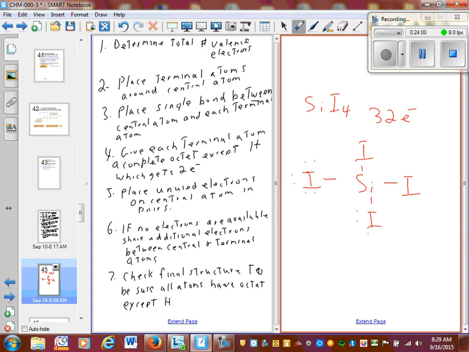There we go. How many electrons have we used? 32. So we used up all our electrons. Everybody happy? Yes. We're done. Well, it didn't take long to do that, did it? Carbon's got 8. Each iodine's got 8. We're done. And I bet you thought it was going to be hard.